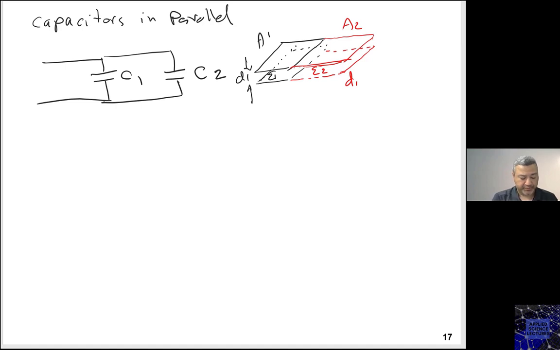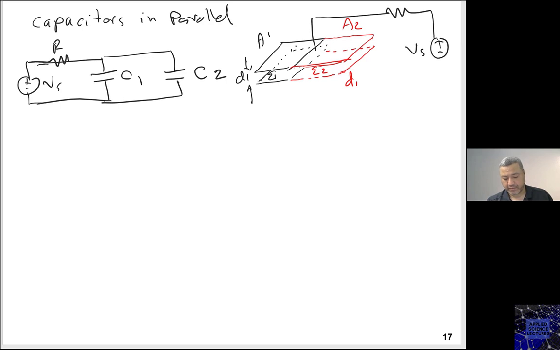So if I am to, let's say, put a resistor here and a voltage source, this is exactly the same as if I have here the upper metal, which is the same for both of them. Look at this plate, it is connected, and the other plates are connected together. So this gives you an idea about what two capacitors in parallel look like.